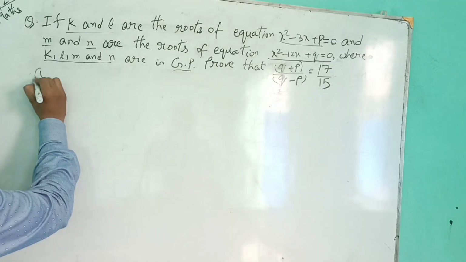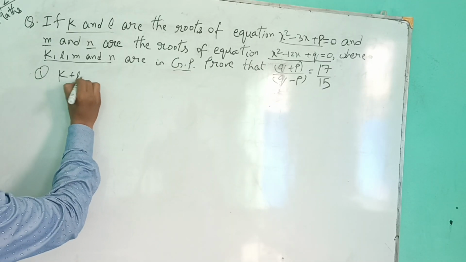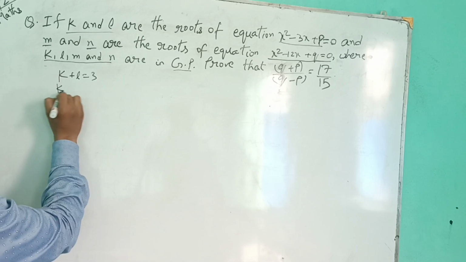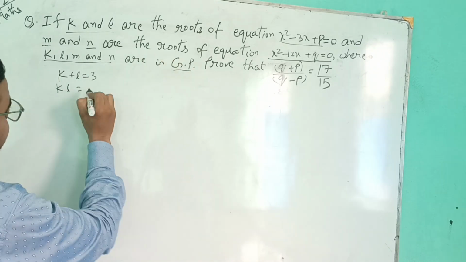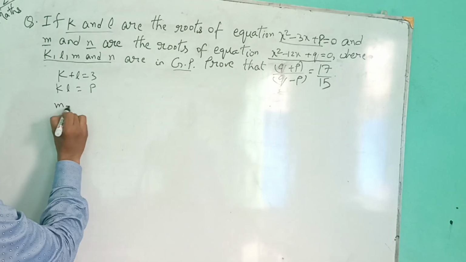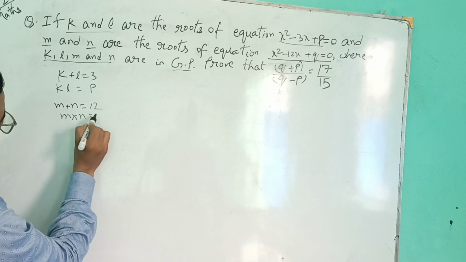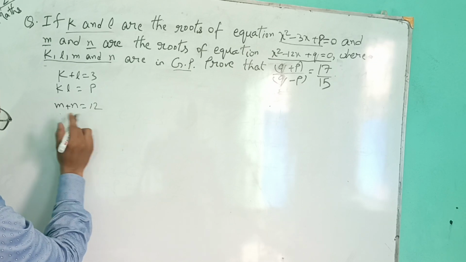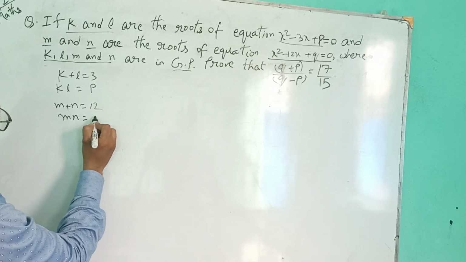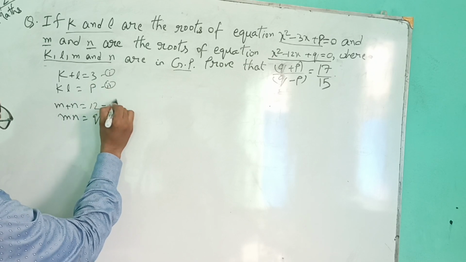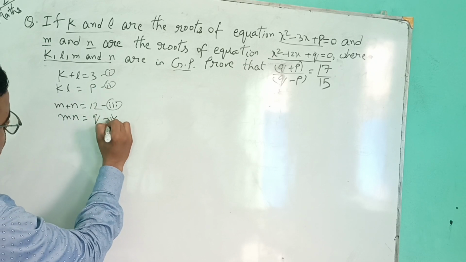What is the first equation? k plus l equal to 3. Second was k into l equal to p. Third was m plus n equal to 12. m into n equal to what? We will simply write mn equal to q. This is 1, 2, 3 and 4.